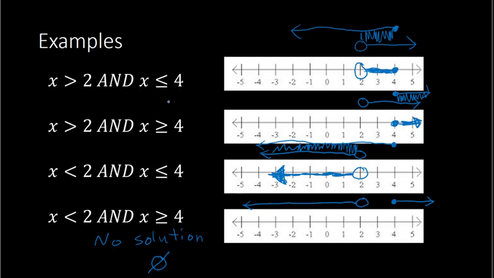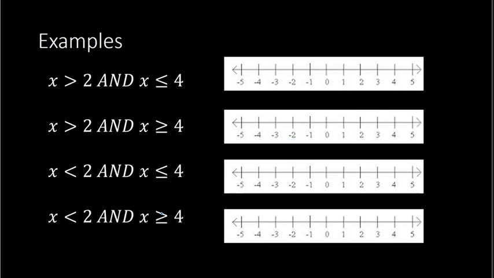So what we've done here is we've shown all 4 possible scenarios that you might see with an AND statement. One with a greater than and less than, one with both greater than, one with both less than, and then one with a less than and a greater than. On the next slide, we're going to do the same thing, but now with OR statements.